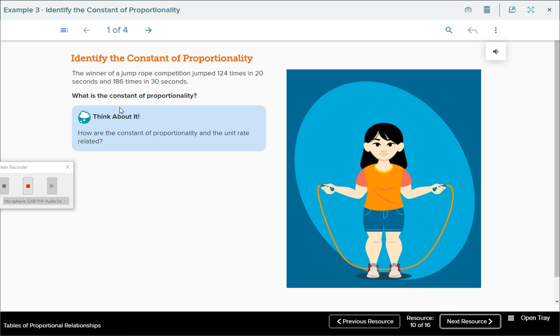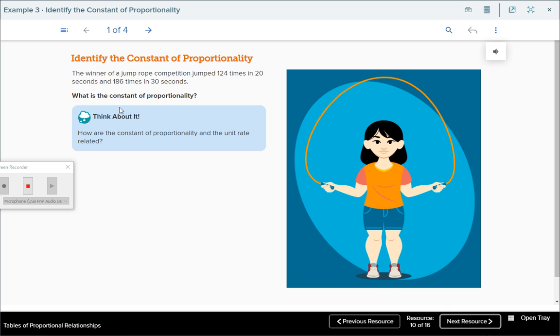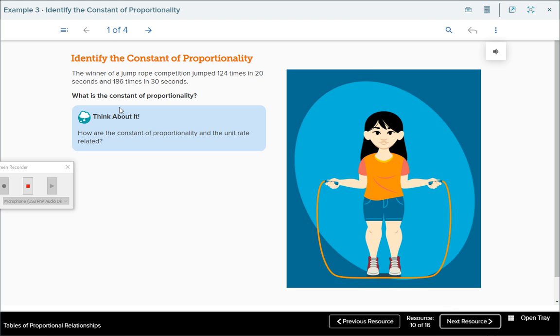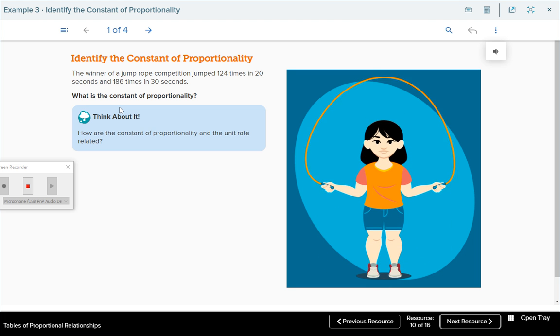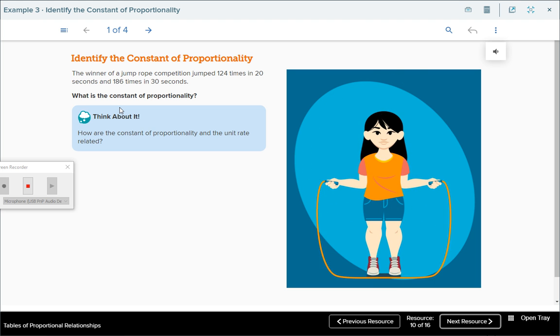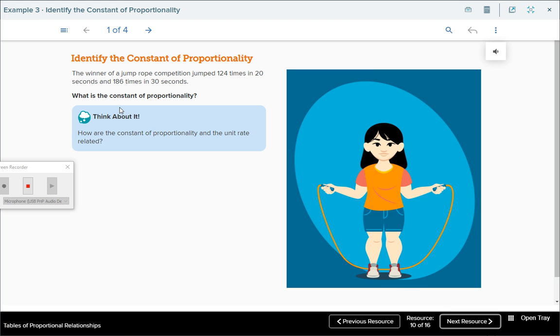Well, what do you think we're going to have to find here? How many times she what? How many jumps per second, right? So what can I do with these two numbers? Divide. So if I divide, am I finding a unit rate again? Well, yes. If I want to know how many she's jumping in a second, am I finding a unit rate? Yes, I am, right? So how many does she jump in a second?